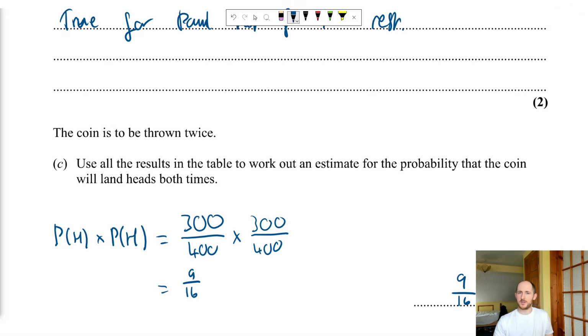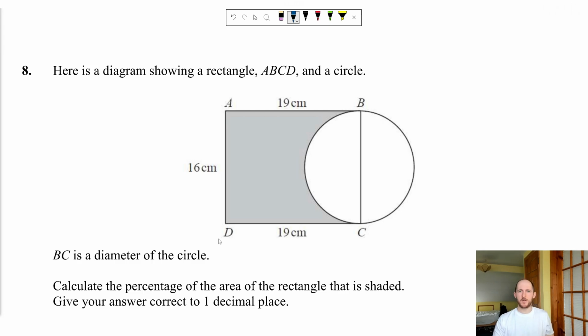Next question is the last question. Boy, do they give us a fun question to end on. We have a diagram, so again we don't need to do the D part, giving a rectangle and a circle. BC is the diameter of the circle. Calculate the percentage of the area that is shaded. Students hate this one. They hate it.